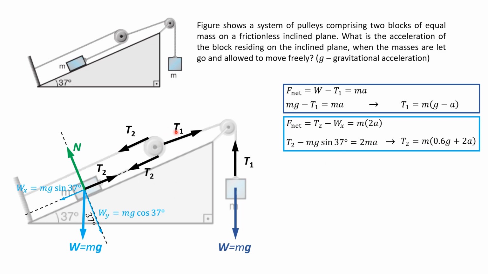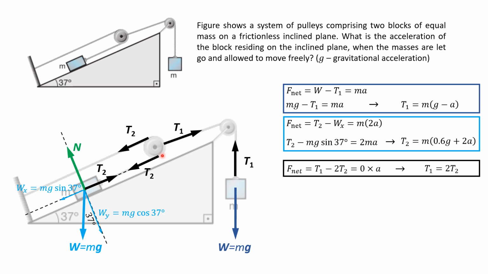Now I'm going to write down the equation for this pulley. Well, the net force acting on the pulley is T1 minus 2 T2, because the pulley is moving in this direction, right? And note that the pulley is massless. So in this problem, the mass of the pulley is negligible, so we're going to assume the mass of the pulley to be 0. So net force is T1 minus 2 T2 equals mass times acceleration according to Newton's second law. Well, mass is 0, which means T1 must be equal to twice T2.